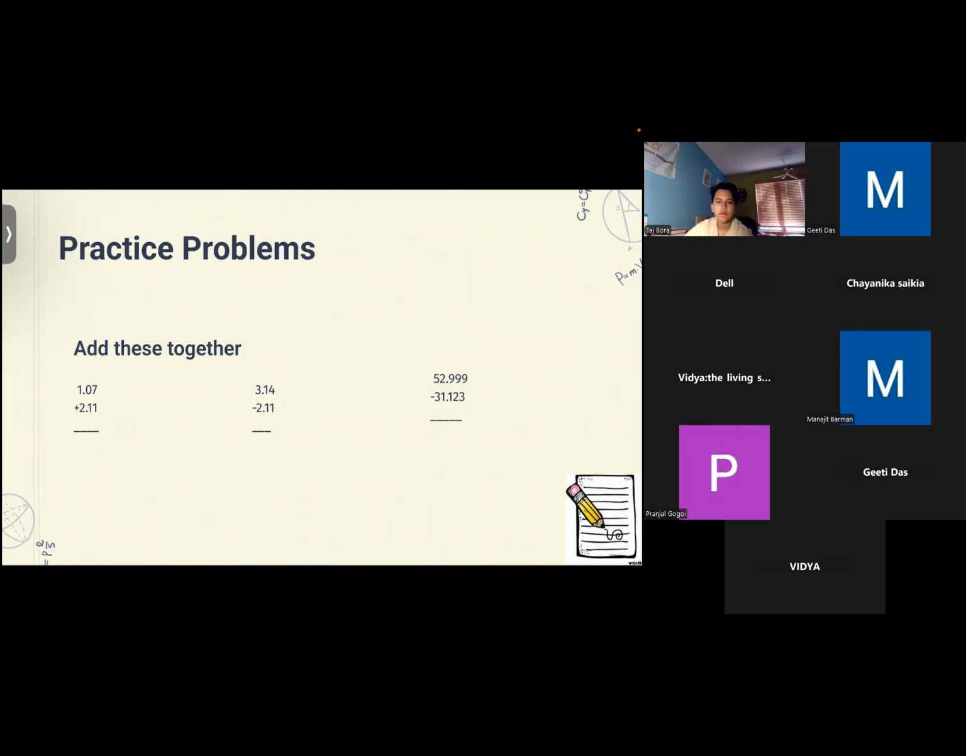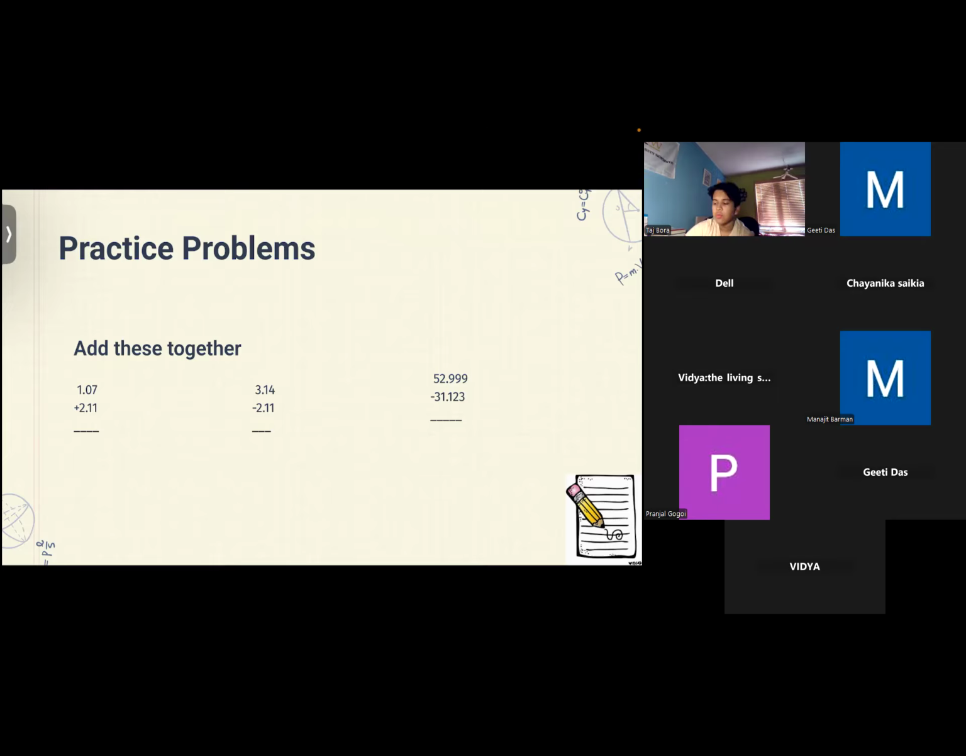Okay. If most people know how to do these, then I think we can move on. So the answer to the first one would be 3.18. That's what you should have gotten by adding in the correct order. Then for the second one, you should have gotten 1.03. And then for the third one, you should have gotten 21.876.